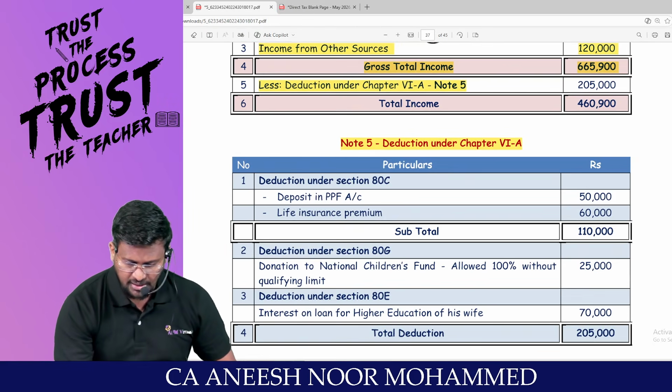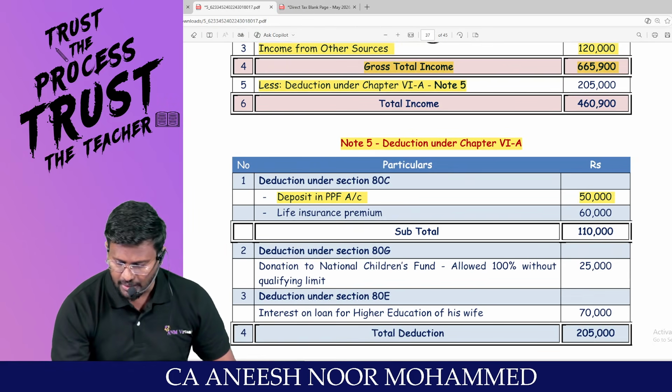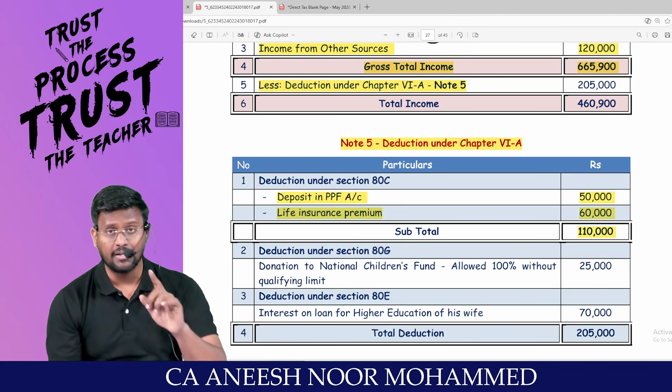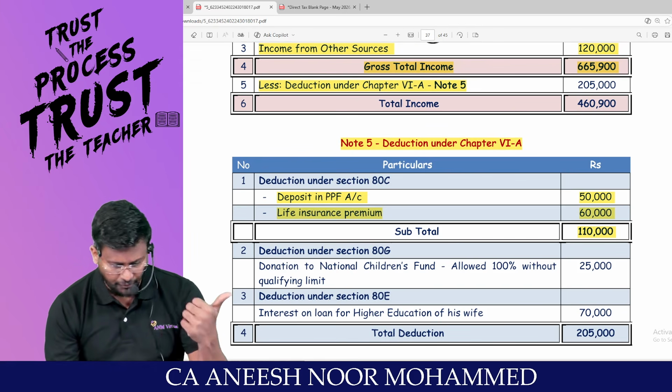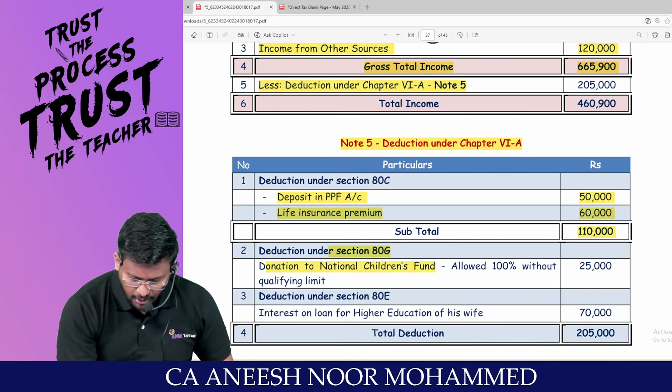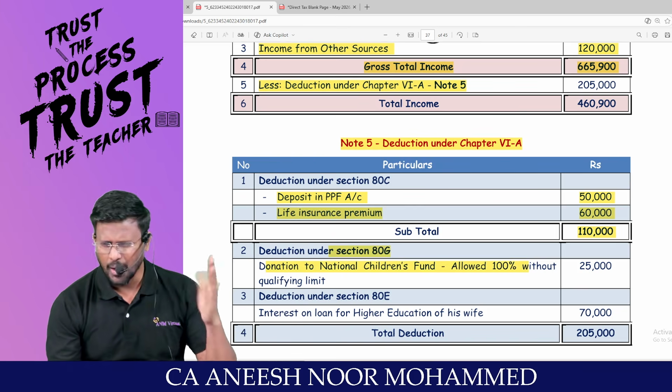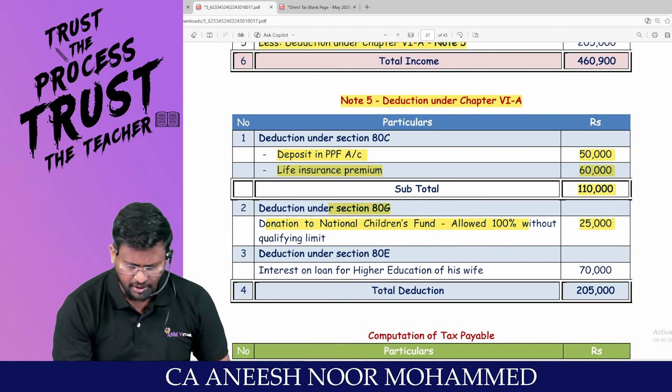What and all under Chapter 6A? Sir, PPF, you are entitled to get 80C. Life insurance premium, you are entitled to get 80C. Subtotal 1,10,000, which is less than 1,50,000. You can allow 80G, National Children Fund. Sir, take care of that children. No qualifying limit, 100% can be deduction under 80G.